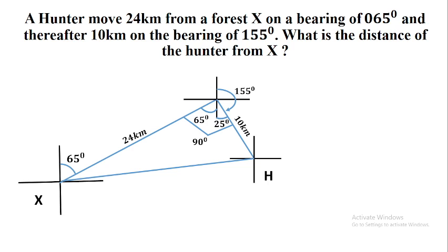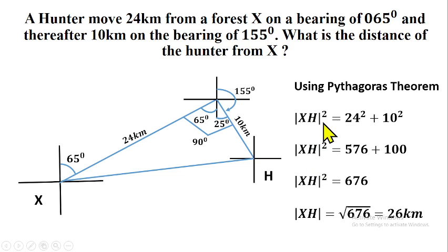Since you are looking for side SH, and that is the hypotenuse because that's the side facing the right angle, we have SH squared equals HA squared plus this side squared. So that should give us 576 plus 100. Add it together, 676. To find our SH, find the square root of both sides. That gives us 26 kilometers as the distance between the forest X and the hunter.